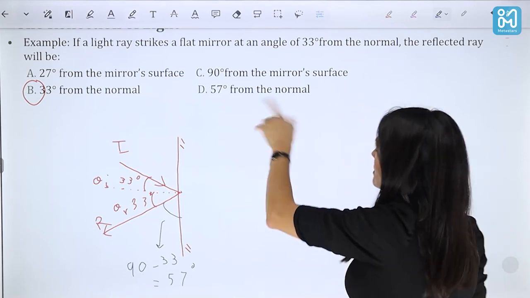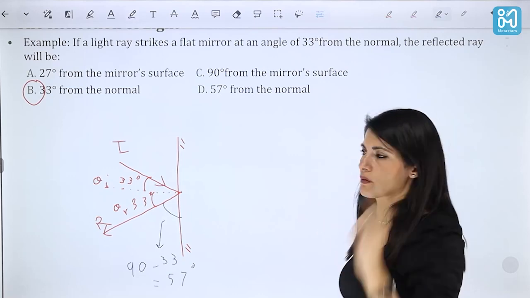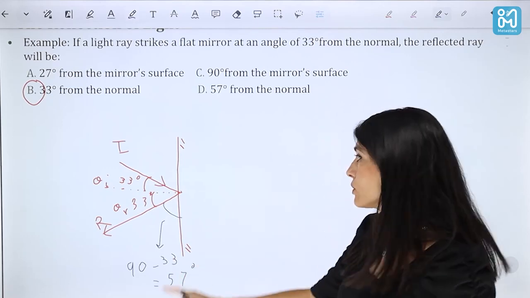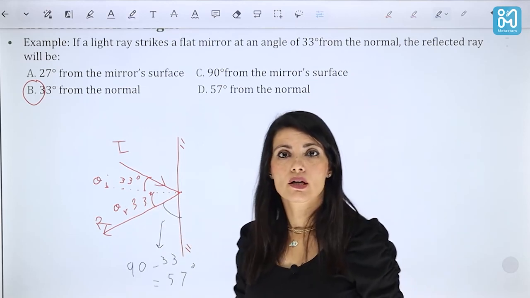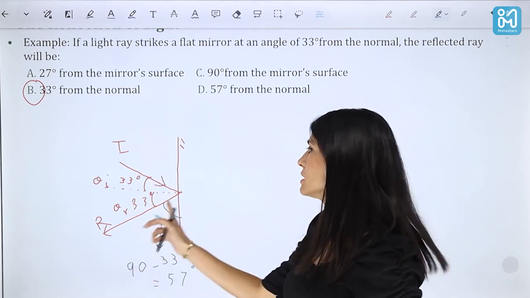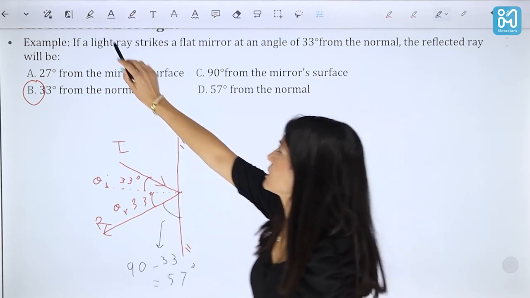So, but it's not. They said 57 degrees from the normal. Now it's 57 from the surface of the mirror, or 33 from the normal. Clear? How much is theta incident? 33. How much is theta reflected? It's also 33 degrees.